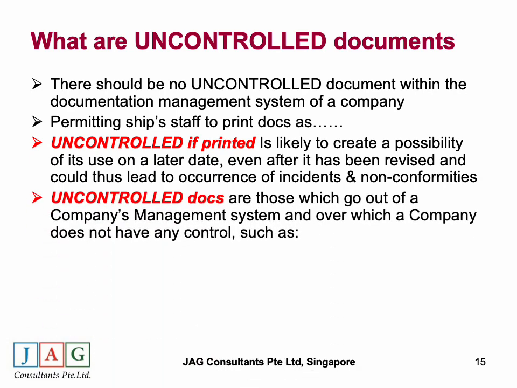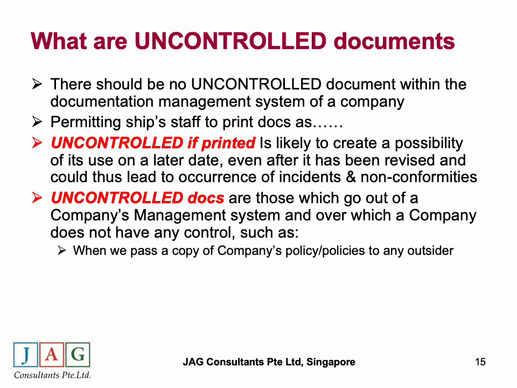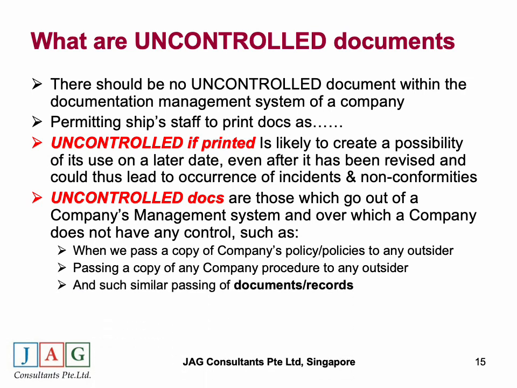So what exactly are uncontrolled documents? They are documents which go out of a company's management system and over which your company does not have any control, such as when we pass a copy of a company's policies, or a UKC policy, to an outsider. So that becomes a document which is no more under your control, right? Any other similar documents that you may pass on to your charterers for reference purposes fall in the same category, unless your charterers have requested you to provide them a controlled copy.